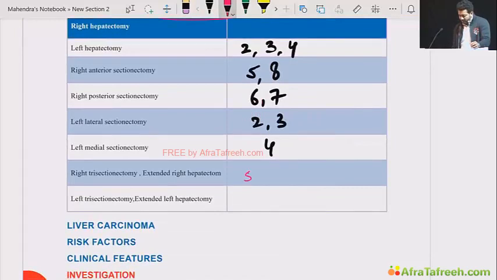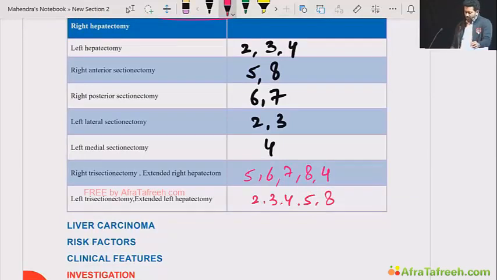Trisectionectomy: right, 5, 6, 7, 8 and 4. Left, 2, 3, 4, 5 and 8. Okay, so these are the last 2. These are very important terminologies.